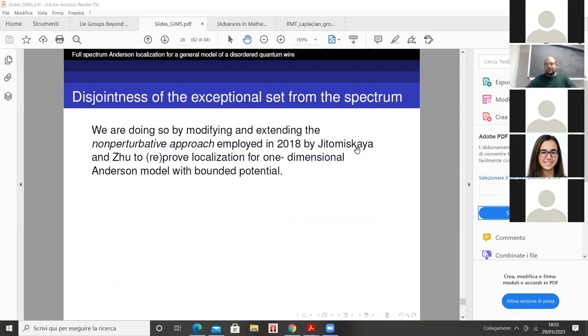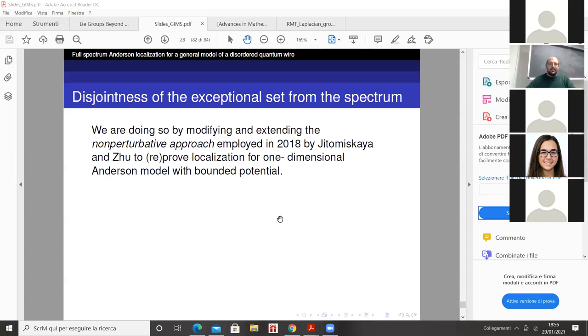Svetlana Zhytomyrskaya, that is a very famous functional analyst at University of California, Irvine, and her PhD student, Zhu, to reprove after many years one-dimensional localization from the 1D Anderson model with a bounded random potential. It's something that has been proven long ago, but they proved with this new technique.